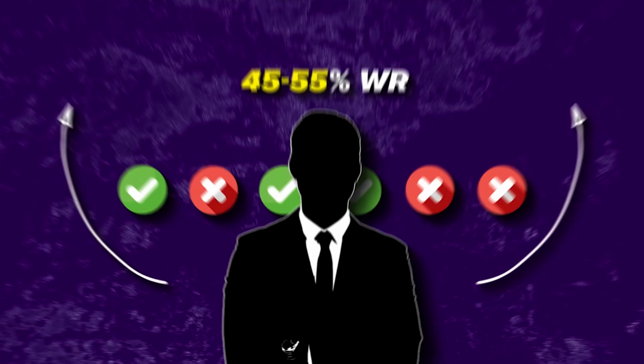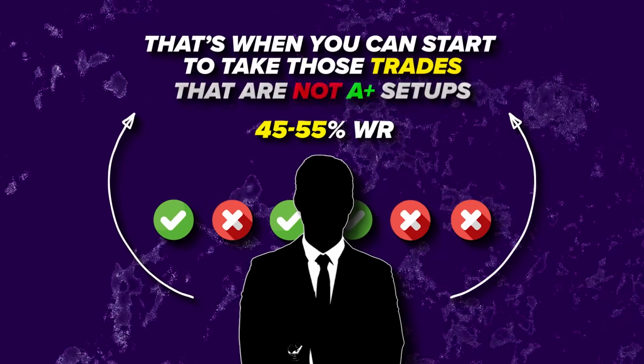On days like this, for a beginner trader, I would say just wait. Don't trade, wait for clarity to come in the market, and that's when you actually take a decision and you take a high confluence trade model. But when you're in a situation where your win rate is decent, you are within your controlled 45 to 55% win rate, that's when you can start to take those trades that are not A+ setups.